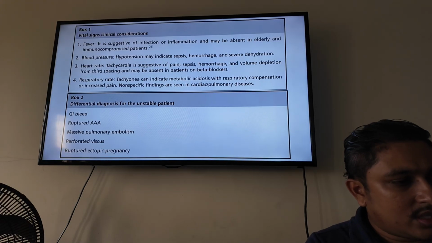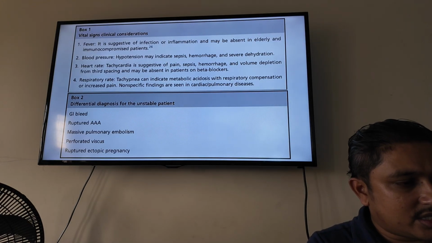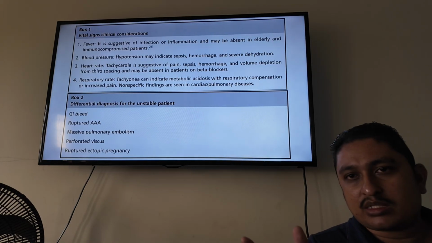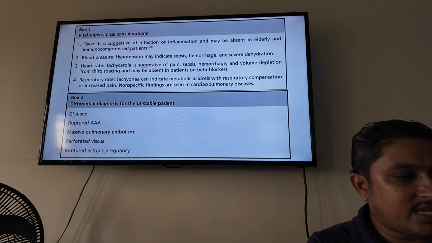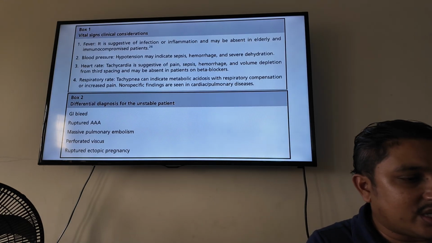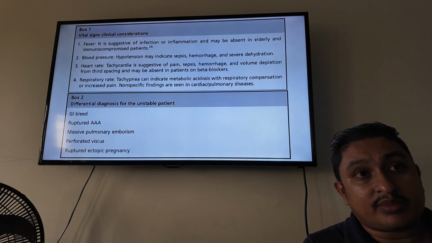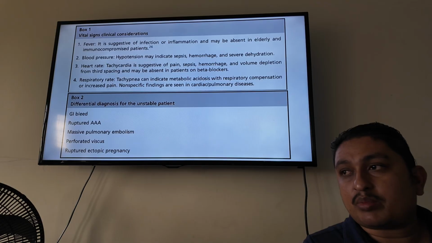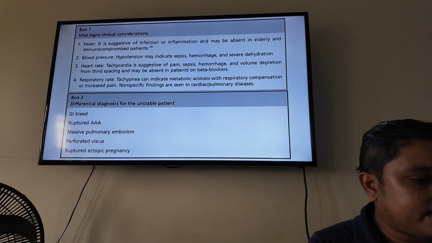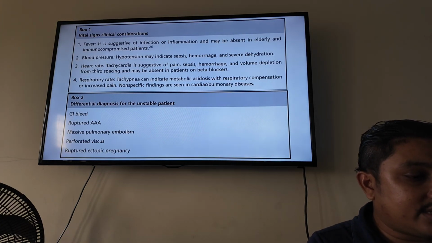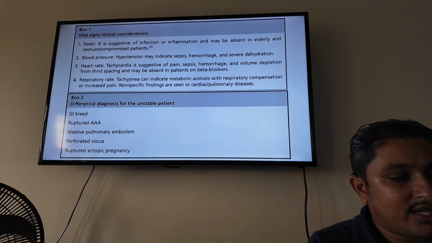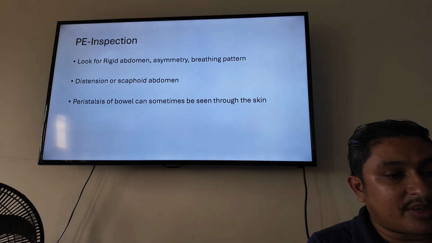This is just giving you some clinical considerations of specific things. Patient's hypotensive: sepsis, dehydration. Patient tachycardic: sepsis, volume depletion, or a heart attack, something cardiac. Patient tachypneic could be a compensatory response, right? Unstable patient, major things: GI bleeding, ruptured abdominal aortic aneurysm, a pulmonary embolus, perforated hollow viscus, or a ruptured ectopic pregnancy.